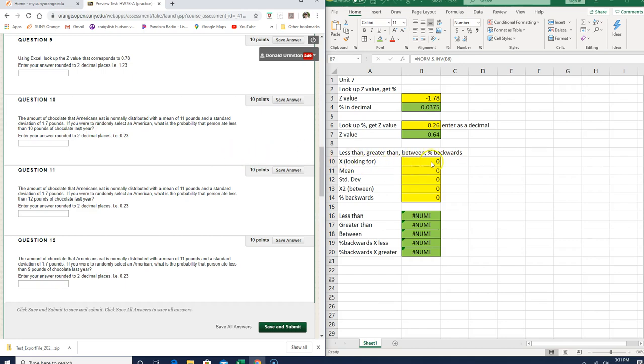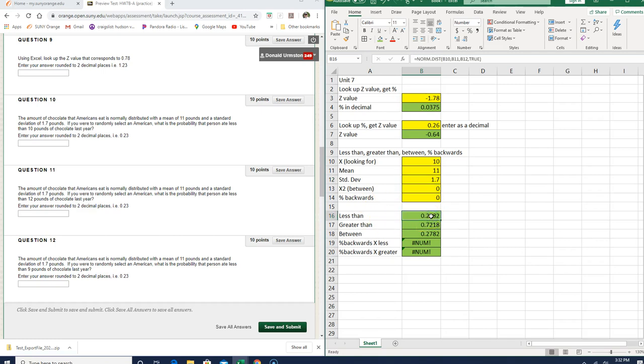So here we are. What are we looking for? We're down in this section of the spreadsheet where we're doing a less than problem. We're looking for 10 pounds. The mean was 11 pounds. The standard deviation was 1.7 pounds. Don't need the other two. I don't need the between or the backwards because we're not doing those type of problems.